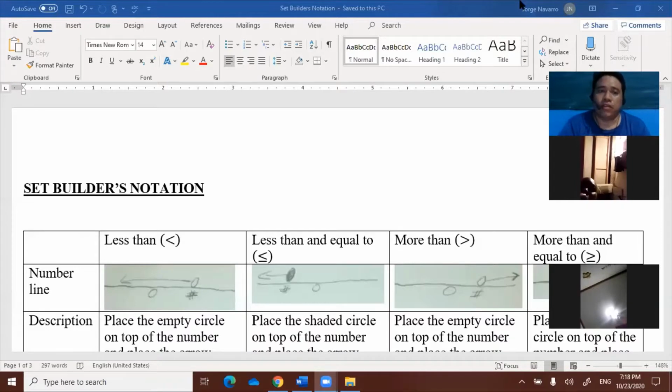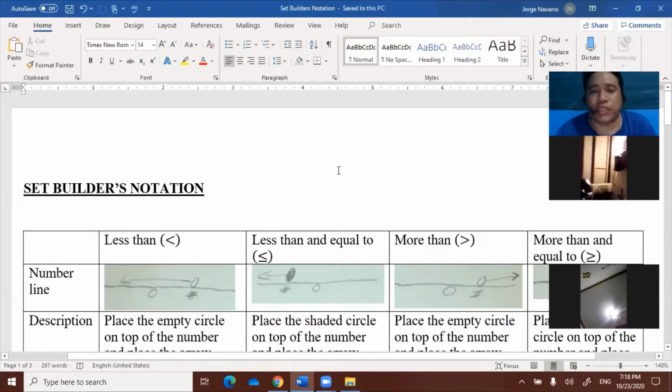And today we're looking at set builder's notation. We said we're going to go over the rules of set builder's notation, which means that I'm going to need to share my screen with you. Okay, so let's look at the rules.